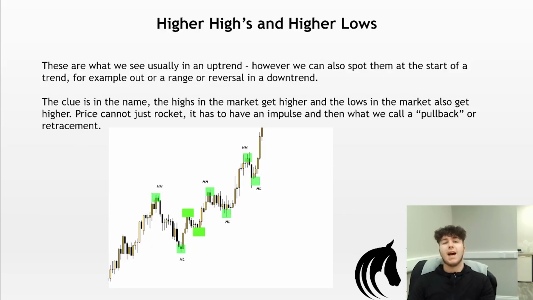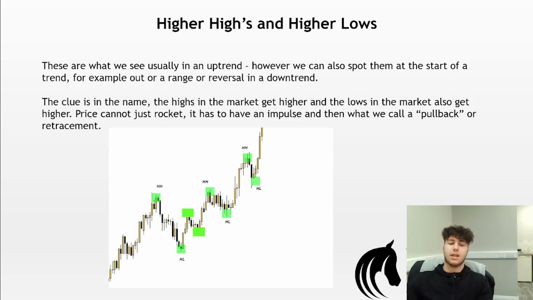If we're looking at higher highs and higher lows, this is usually what we will see in an uptrend. However, we can also spot them at the start of a reversal, which we will go into. The clue is in the name, guys. The highs in the market are getting higher and the lows are also getting higher. Price can't just go up in a straight line continuously. It has to do things that we call pullbacks or retracements.